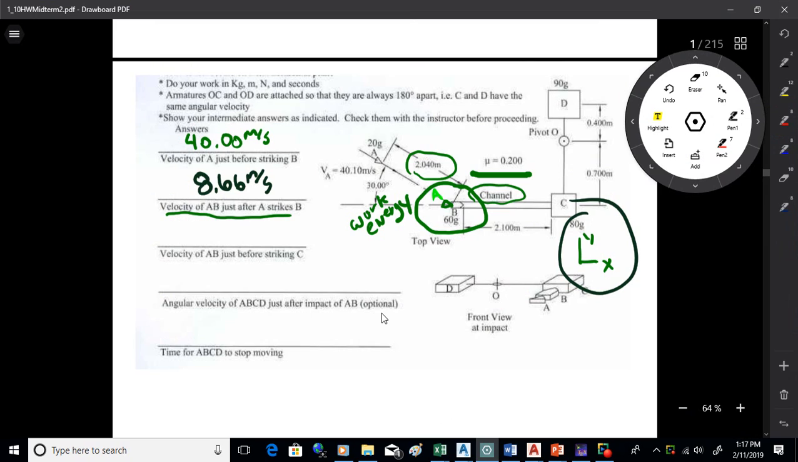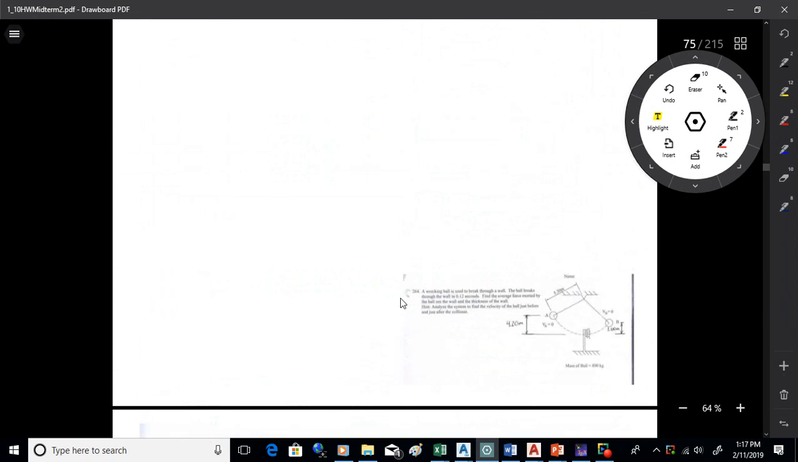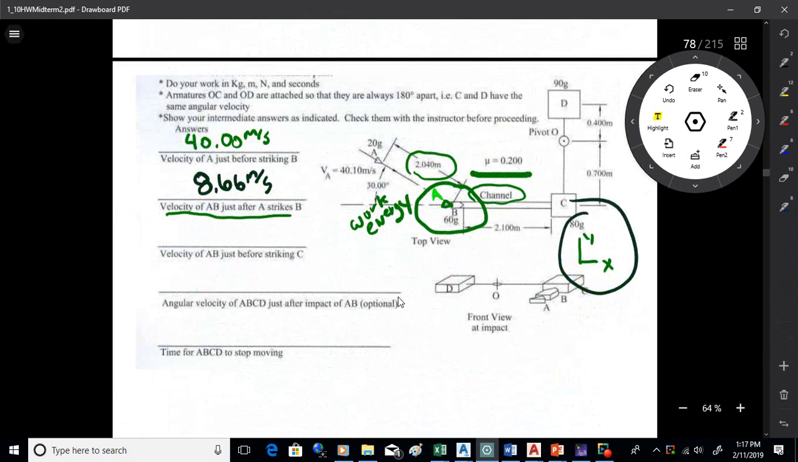All right, so we've got this problem here. For those of you online, we went over this a bit on Friday too. It's available online. All right, so what we're doing here, we're working our way through this. So from A to B there, we basically did a work energy analysis. We got 40 meters per second.